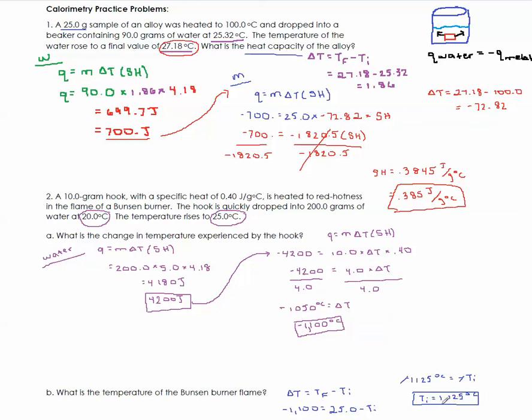Now, let's make sure that makes sense. Does it make sense to say that if it started at this, and the change in temperature was a negative number, that it would go all the way down to 25? And the answer for that is yes, it does. All right, so that's all there is.